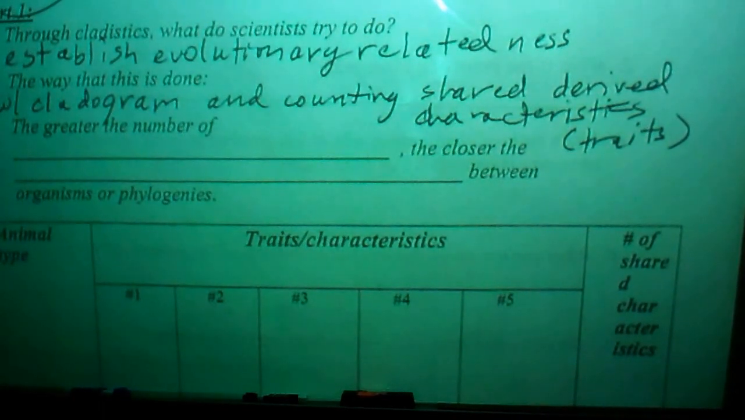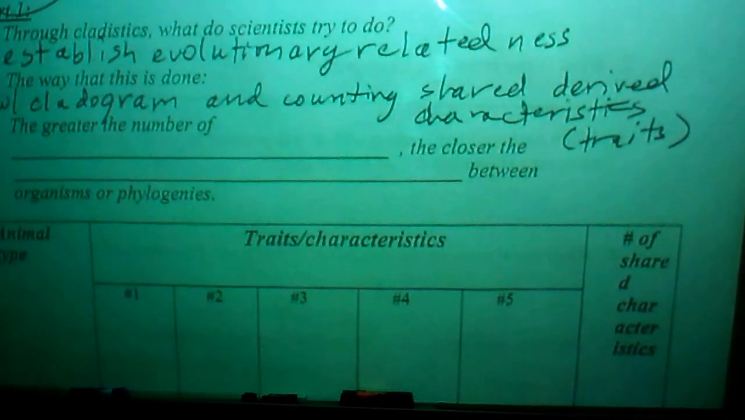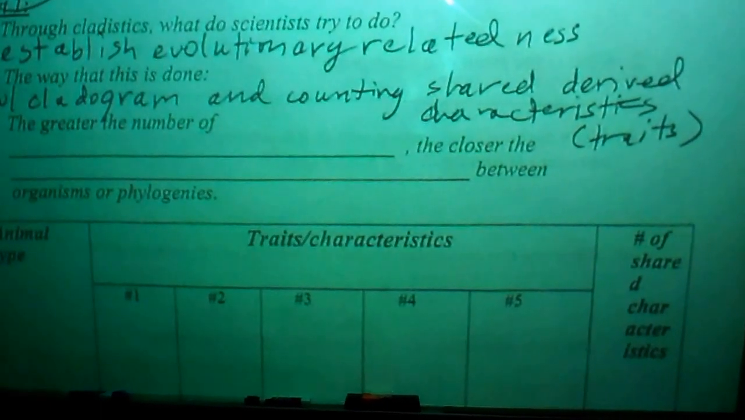That was a thing that I had a lot of trouble with in college, understanding that phrase. But now I know that shared means we have it, and derived means it came from that same common ancestry. So we're really talking about homologous features, things that have a common ancestry.